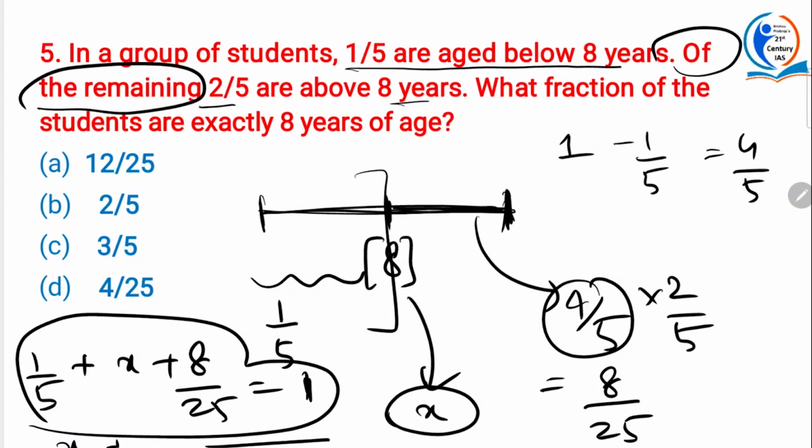X plus 25. So, 5 plus 8 is 13, no? So, x is equal to 1 minus 13 by 25. Okay, so how much will you get? X is equal to 12 by 25. 25 minus 13 by 25, no? So, it is 12 by 25. So, A is the answer. So, 12 by 25 students of the total are of the age 8.